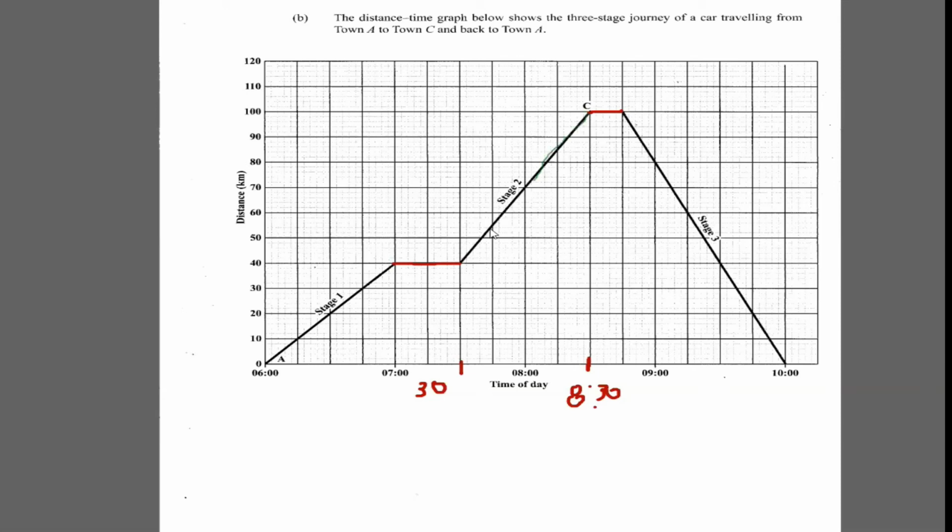This is stage 2. To find the speed, remember, speed is equal to total distance covered. So to go from 40 kilometers to 100 kilometers, that's a total distance of 60 kilometers traveled during stage 2. So that's 60 kilometers. And how long did it take to travel those 60 kilometers? From 8:30 to 9:30 is 1 hour.